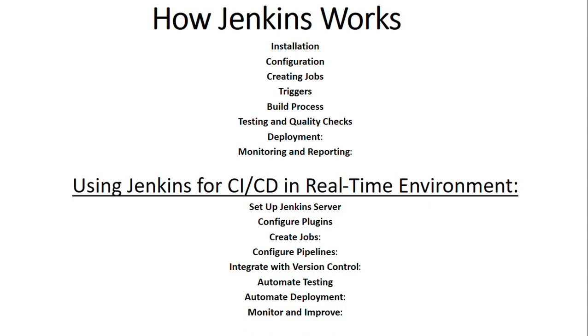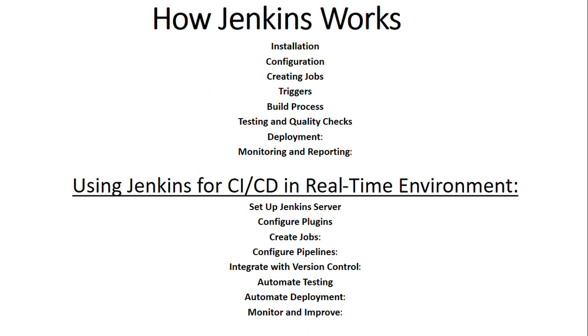Then, using Jenkins for CI/CD in a real-time environment. Basically, for using Jenkins in a real-time environment, we first need to set up the Jenkins server, meaning you need to install Jenkins on a server or virtual machine accessible to your development team. Then you need to configure plugins, meaning install and configure Jenkins plugins based on your project requirements. Whatever your project is, the plugins may include version control system integration, for example the Git plugin, build tools like Maven and Gradle, then testing frameworks and deployment tools.